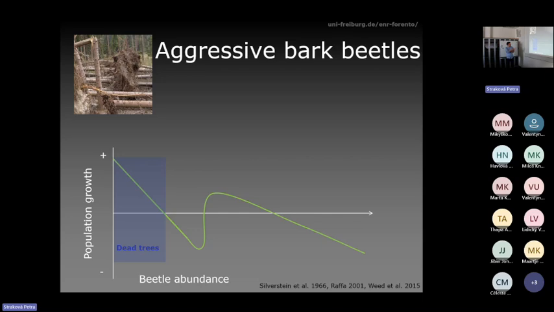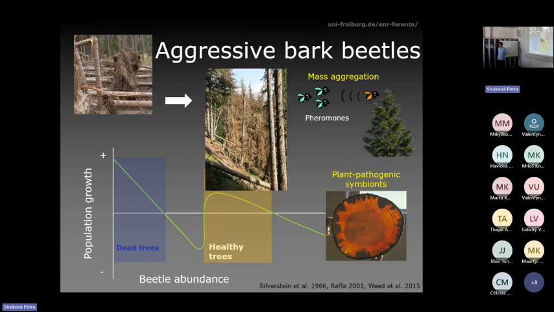So you have some dead trees, and the more beetles there are, the less the population grows. But what is really strange is that you have this kind of curve. Can somebody explain to me what is happening there? So apparently at some beetle abundance, you have another peak of growth, or the population can grow again. What happens at this transition? Do you know, what can you imagine? I mean, I guess they're overcoming host defenses. Probably. Exactly, yeah. So this is when they can kill healthy trees.